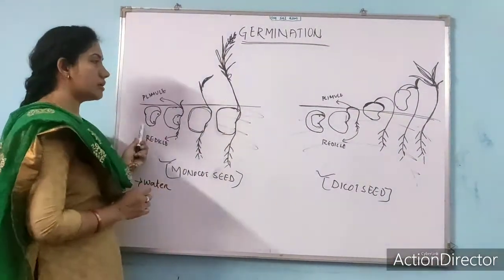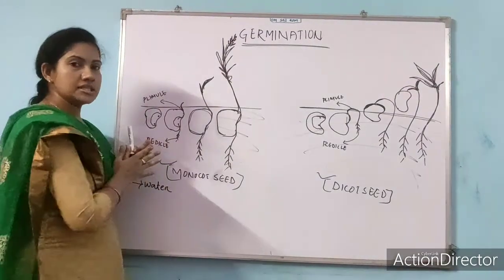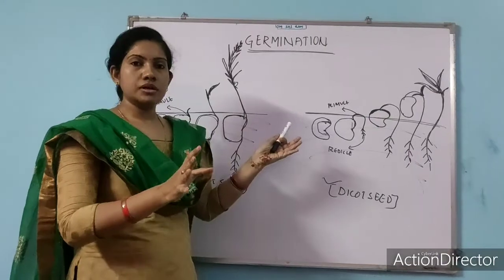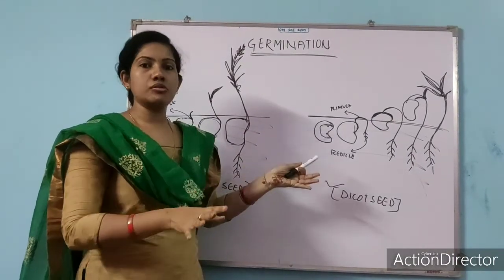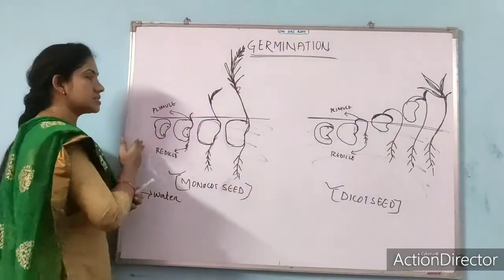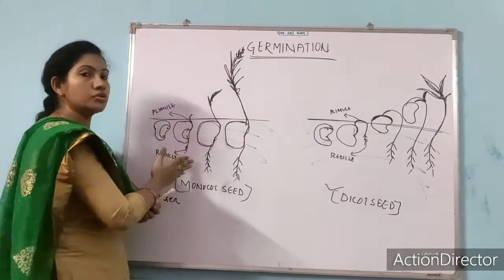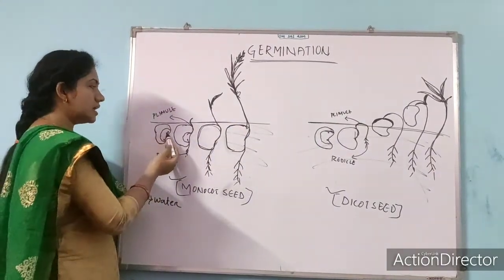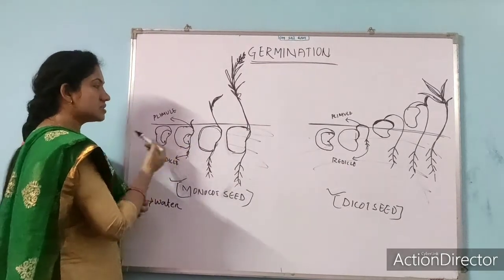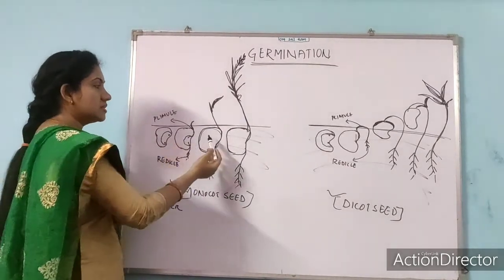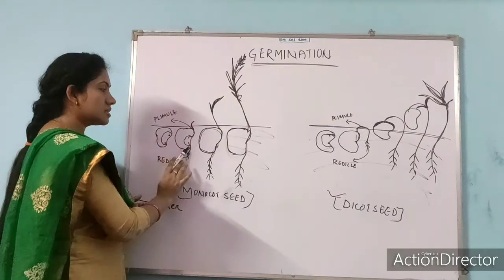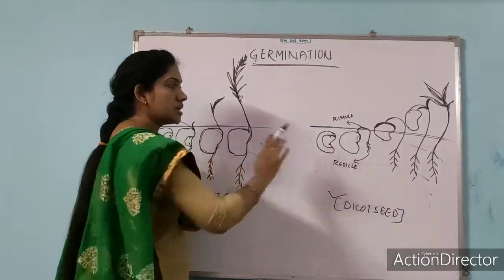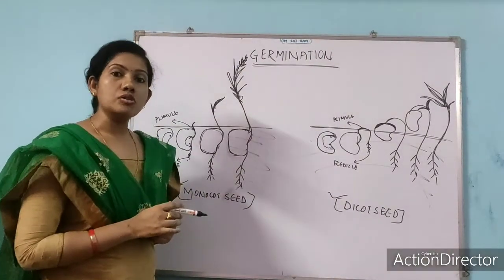So here we have taken a monocot seed, a maize seed, though we can take any monocot seed. Here we can take any dicot seed. So here we can see the phase of development for both monocot seed and dicot seed. For monocot seed, you can see the plumule and the radicle develop. You can find the difference in how the plumule and radicle develop in monocot seed and how they develop in dicot seed.